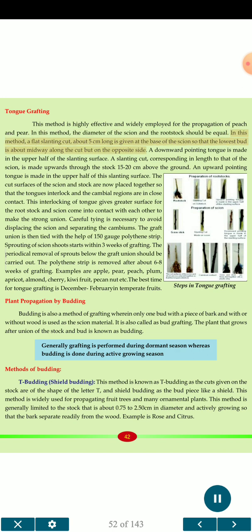In this method, a flat slanting cut, about 5 cm long, is given at the base of the scion so that the lowest bud is about midway along the cut but on the opposite side. A downward pointing tongue is made in the upper half of the slanting surface. A slanting cut, corresponding in length to that of the scion, is made upwards through the stalk 15-20 cm above the ground. An upward pointing tongue is made in the upper half of the slanting surface.